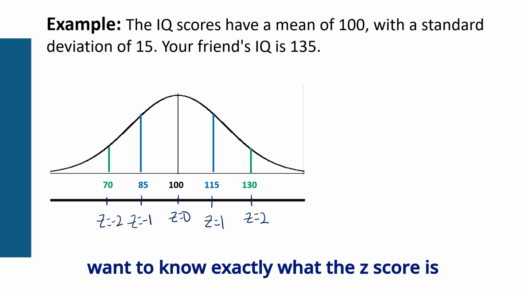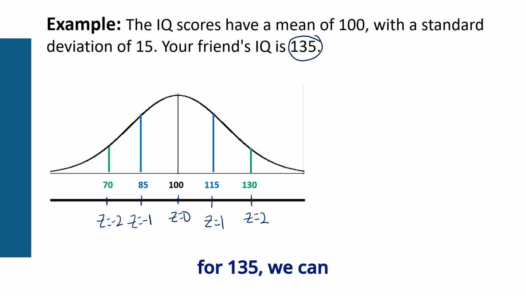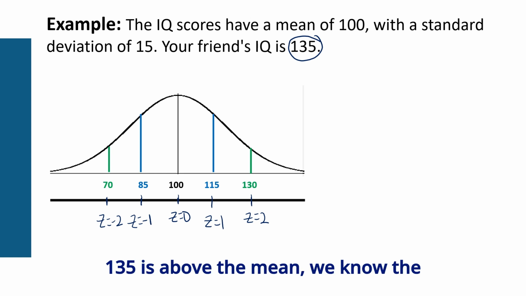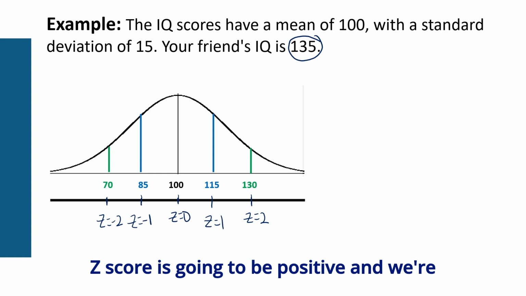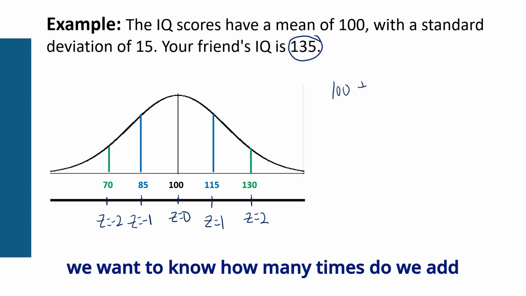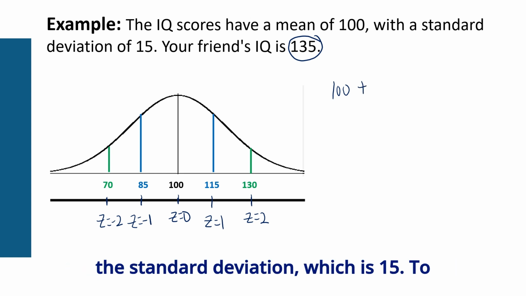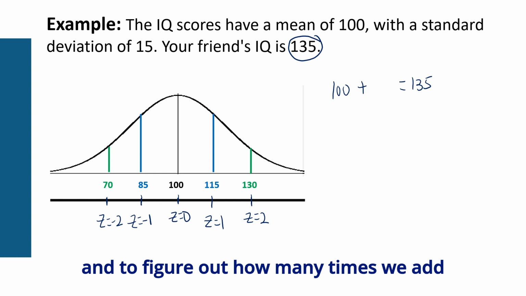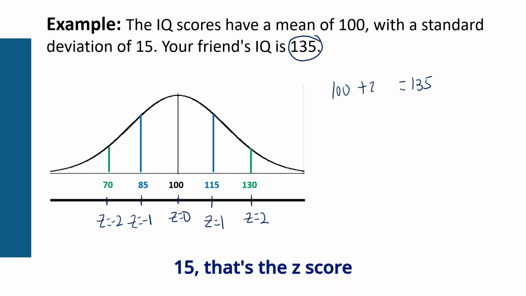If you want to know exactly what the z-score is for 135, we can find that algebraically. Because 135 is above the mean, we know the z-score is going to be positive. We're going to start with a mean of 100, and we want to know how many times we add the standard deviation, which is 15, to get the result of 135. To figure out how many times we add 15, that's the z-score times 15.